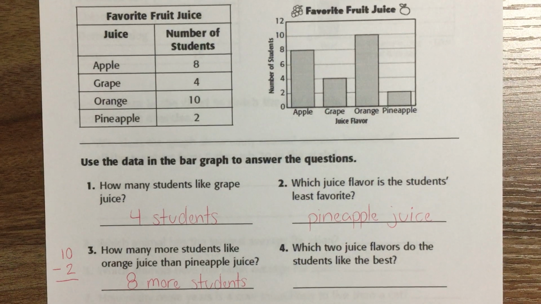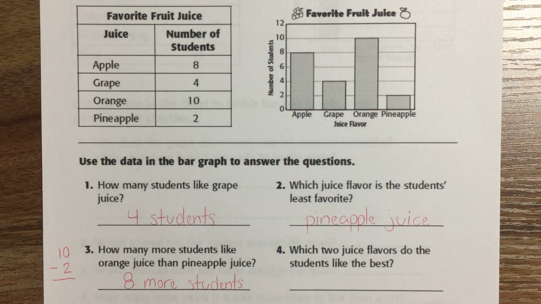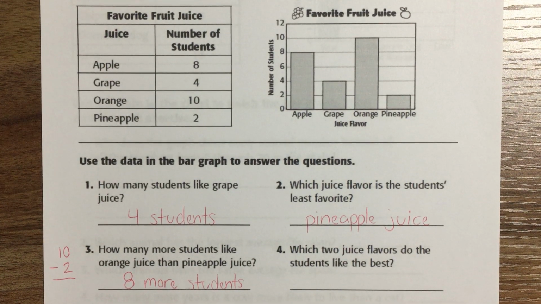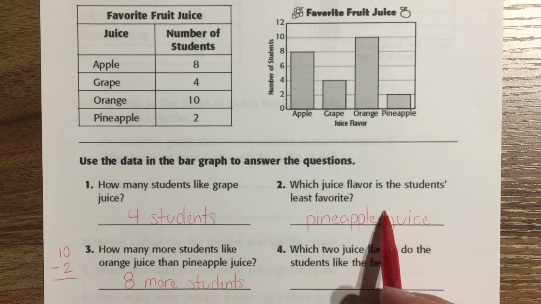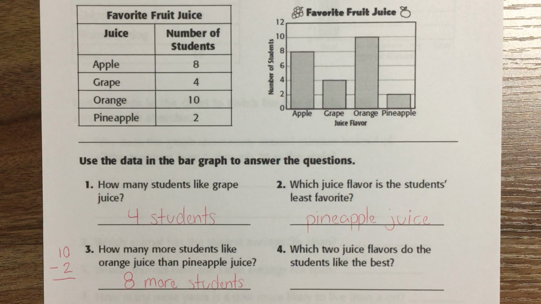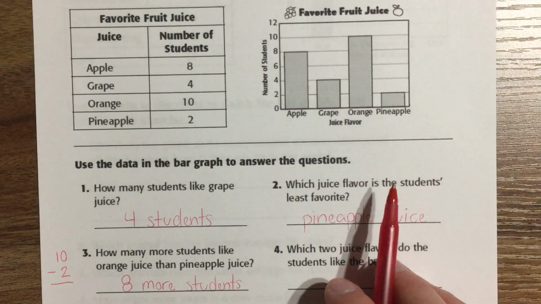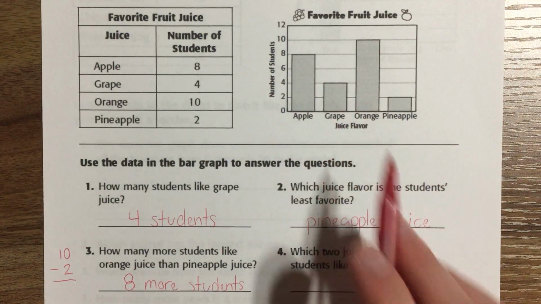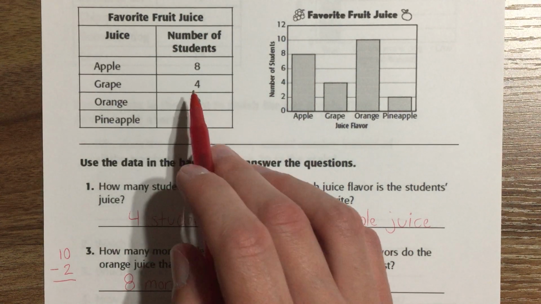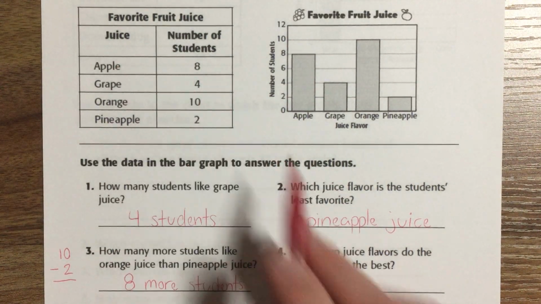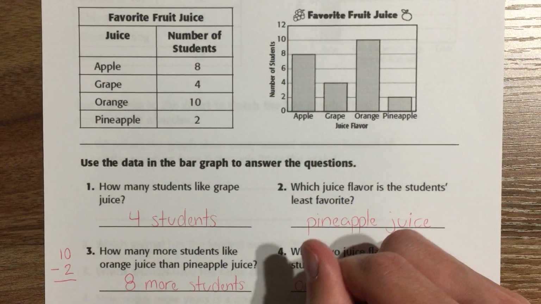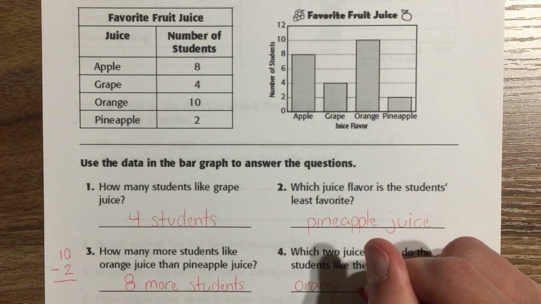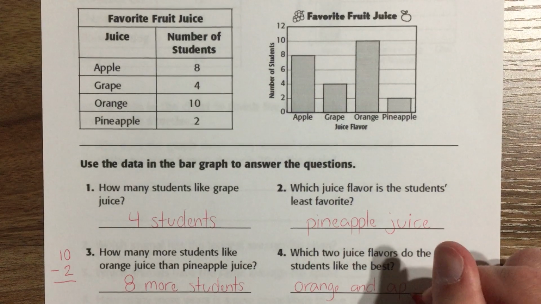And then number 4. Which 2 juice flavors do the students like the best? In that case, not the least favorite like we saw with pineapple, the smallest bar. We want to see the top 2 bars, the 2 biggest bars in this graph right up here. The 2 tallest bars are orange and apple. And the table backs that up. The 2 biggest numbers are next to orange, 10, and apple, 8. So orange and apple are the 2 favorites. And we'll write that in.